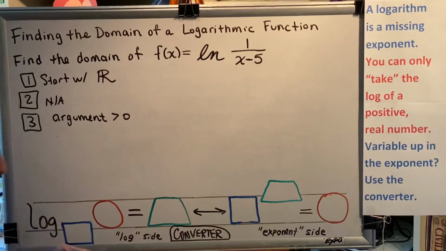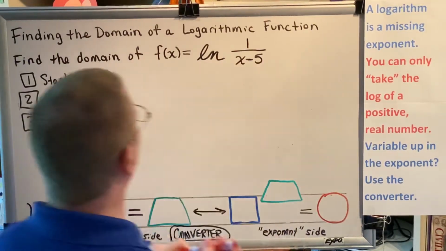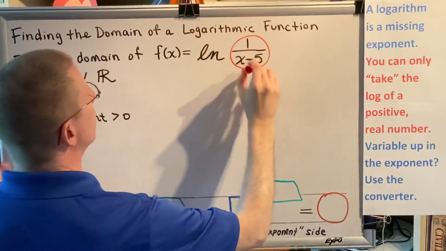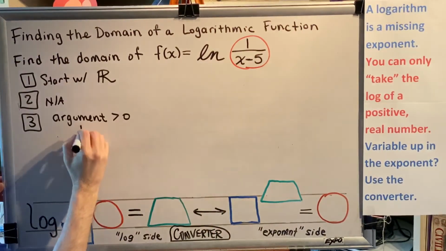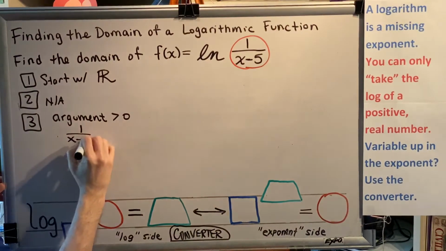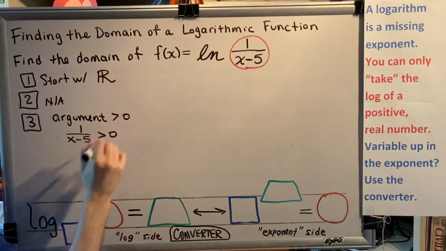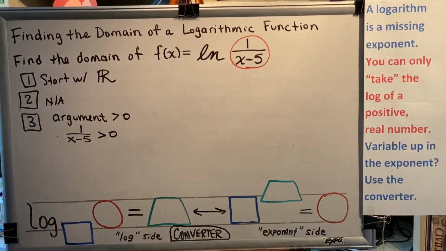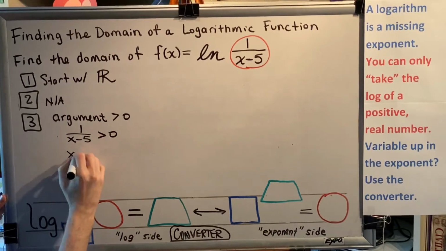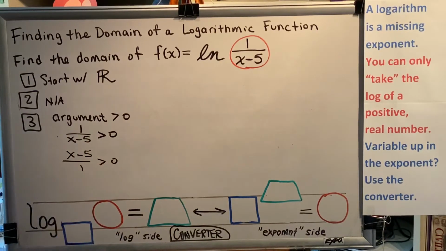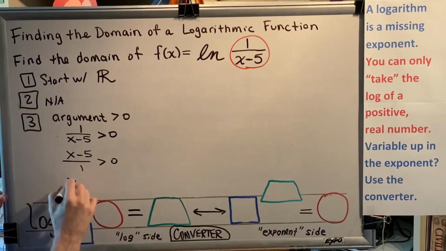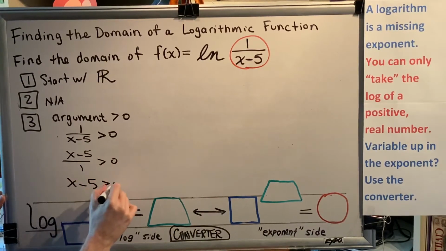So, the log argument is the thing you're taking the log of. In this problem, it's this entire fraction. So that tells me that the fraction 1 over the difference x minus 5 has to be greater than 0. By the reciprocal property of inequalities, we can flip this over without having to change the sign of our inequality symbol. Anything divided by 1 is itself. So we have x minus 5 is greater than 0.